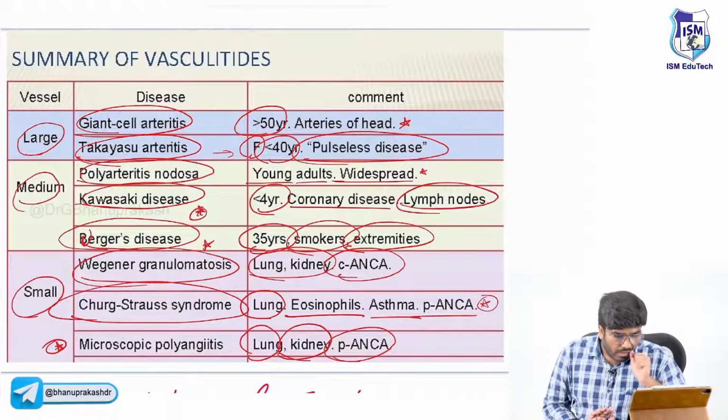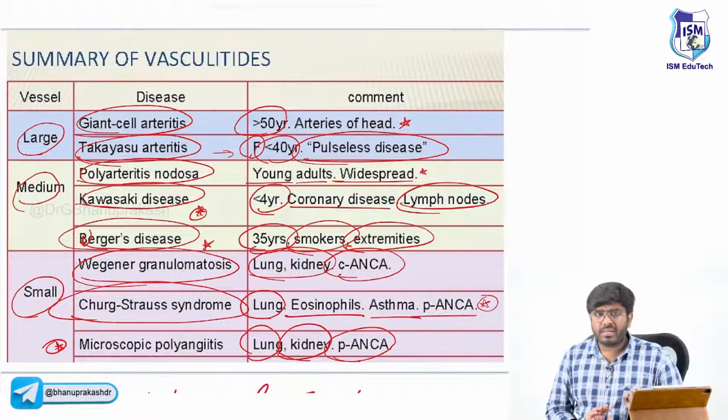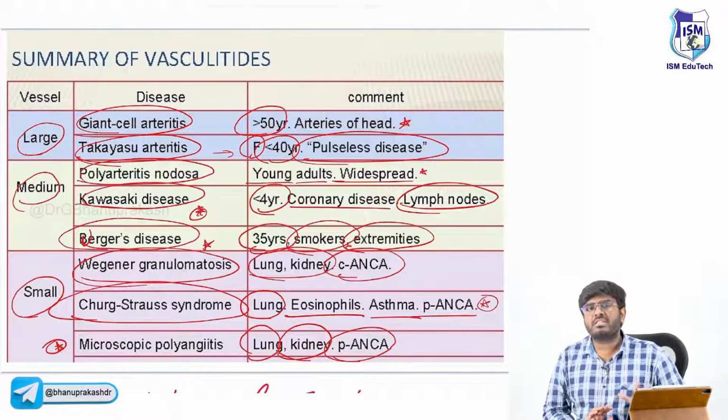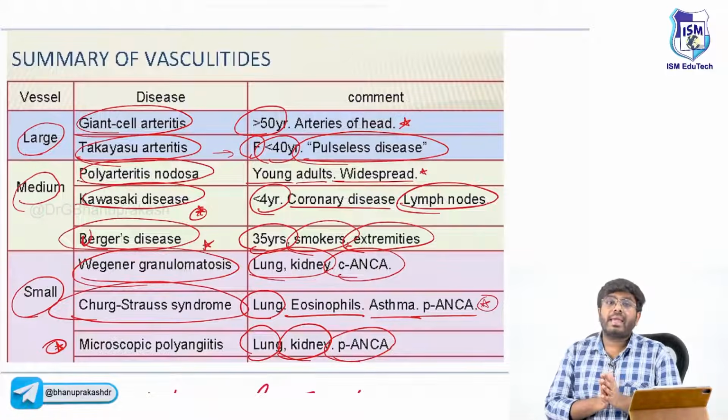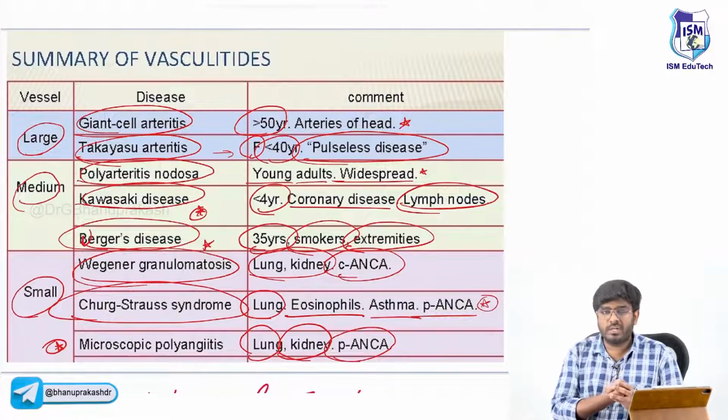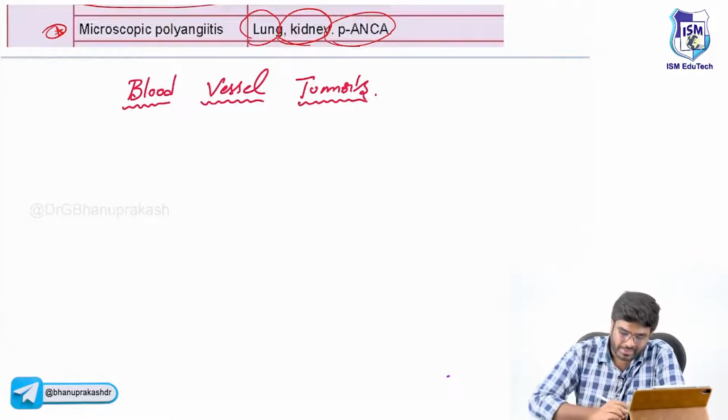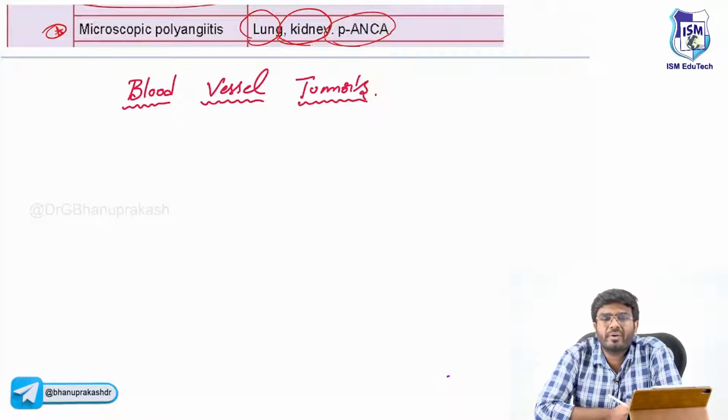Now after this, guys, shall we take a break of 5 minutes and continue with the other topics in vascular pathology? Very important topics, like atherosclerosis and the vessel tumors. Very important for the NEET PG exams. So other topics which you need to know for your exams are the tumors of the blood vessels.